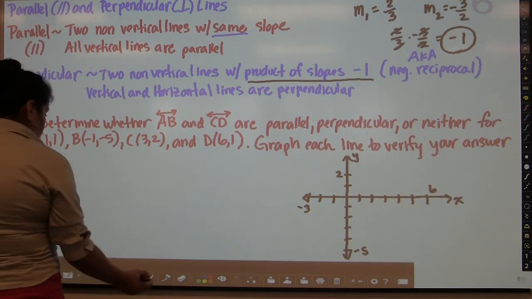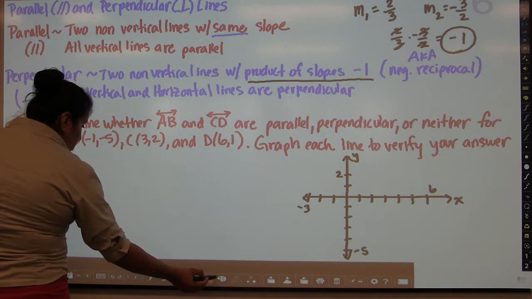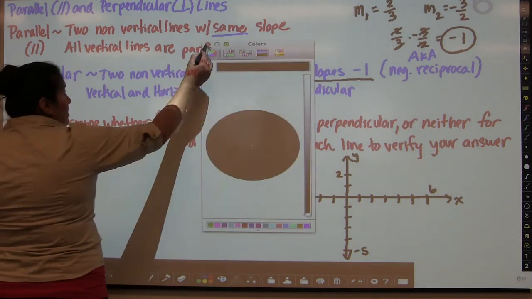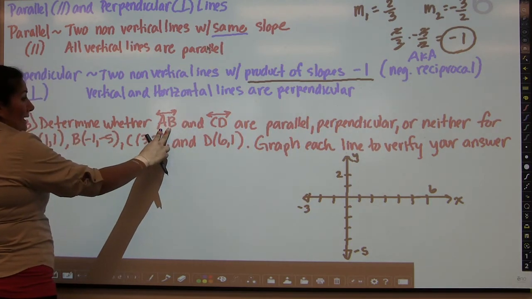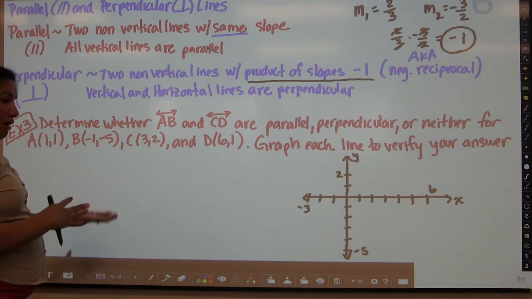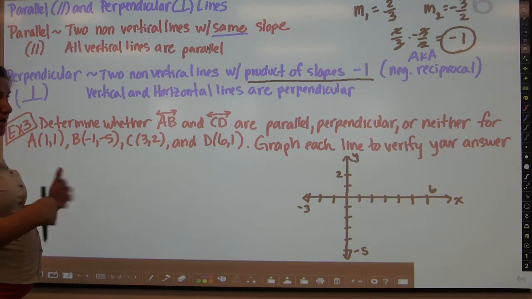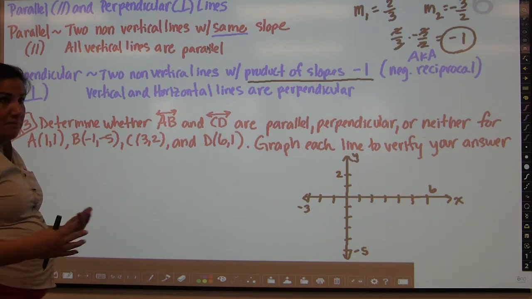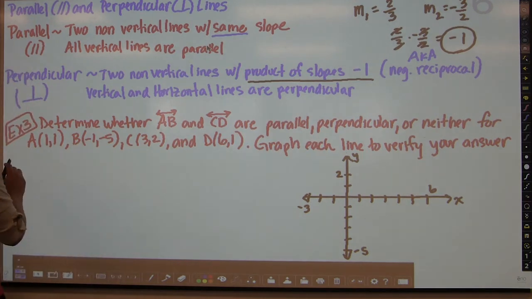So the first thing I have to do is identify the points that are in play. I need to find the slope of AB, and I need to find the slope of CD, and then compare them. If they're the same, then it's parallel. If their products are -1, then it's going to be perpendicular. And if it's neither of those cases, it's going to be neither. So I need to find the slope of AB.